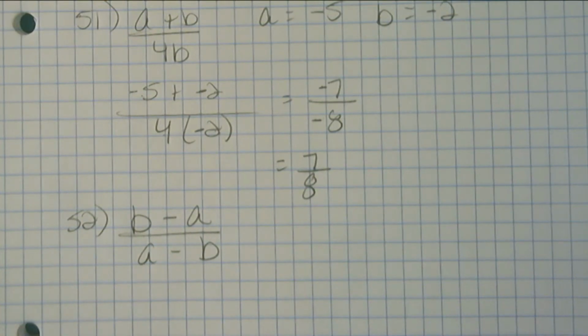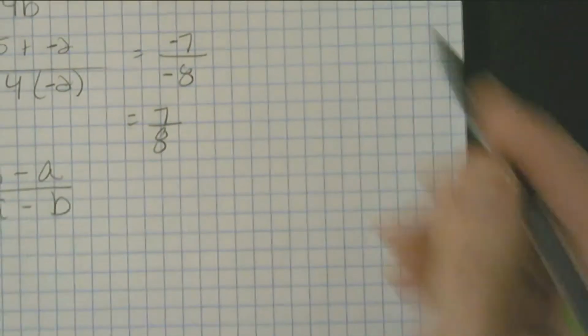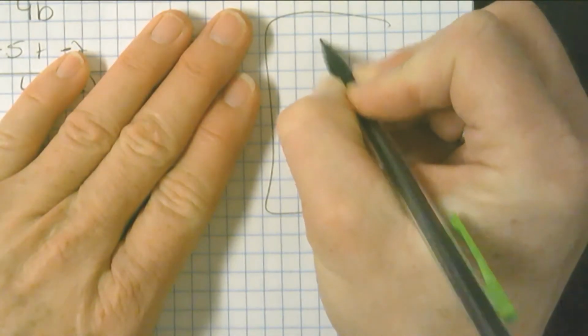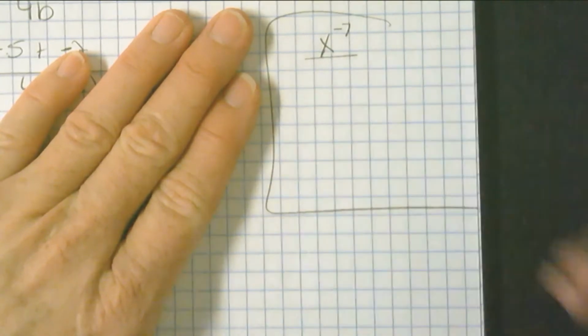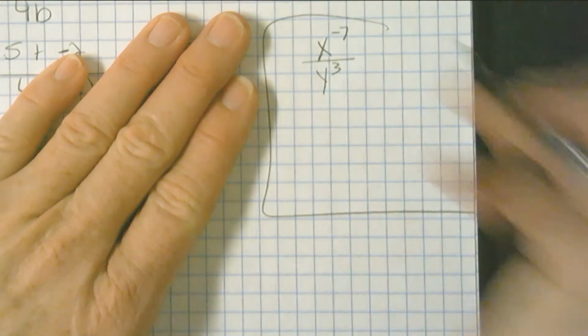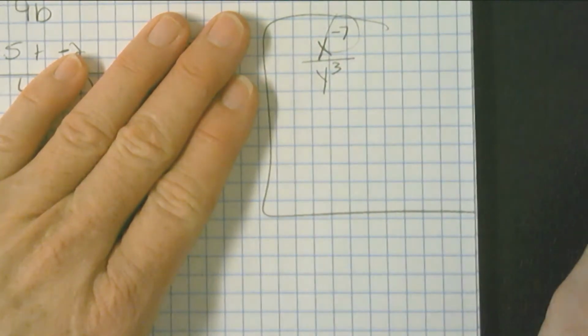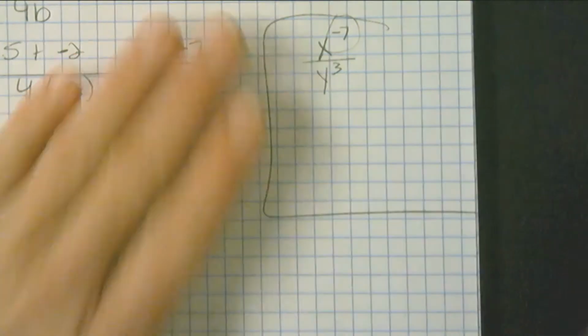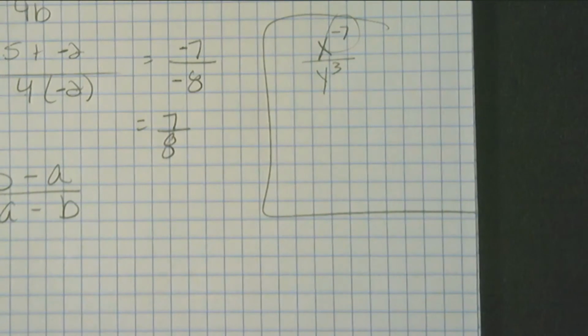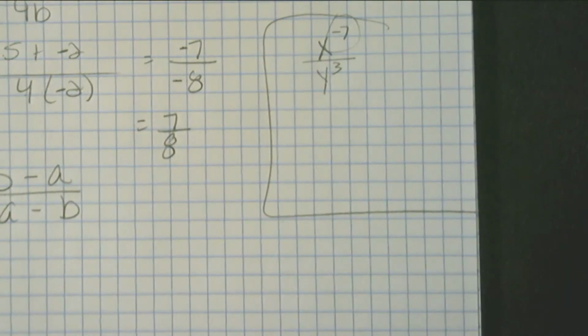That's when they're exponents. So Frankie, this is just a fraction. If I had something like x to the -7th over y to the 3rd, my exponent is negative. I can't have a negative exponent. This is simply just a fraction. These are not exponents. What's a negative divided by a negative?